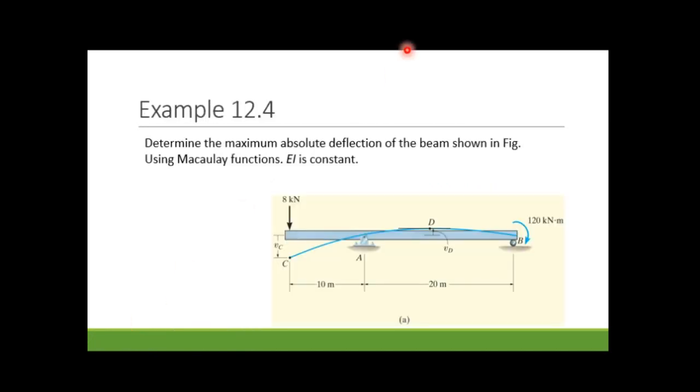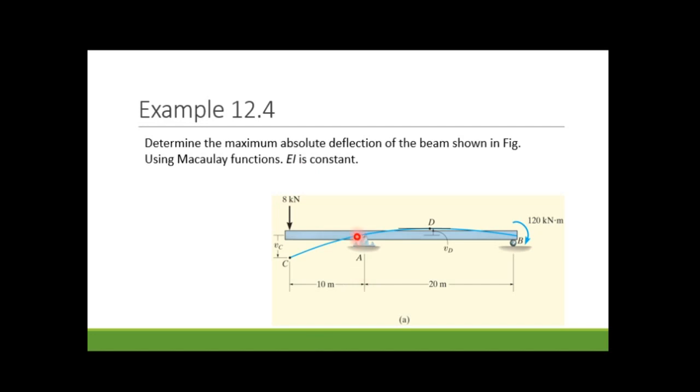Now I want to start with example 12.4. In example 12.4, there is this kind of beam, with an 8 kilonewton force applied at point C, and also one moment of 120 kilonewton meters applied at point B. We want to determine the maximum deflection of the beam shown in the figure using the Macaulay function. Also, we take EI as constant. So let's start.